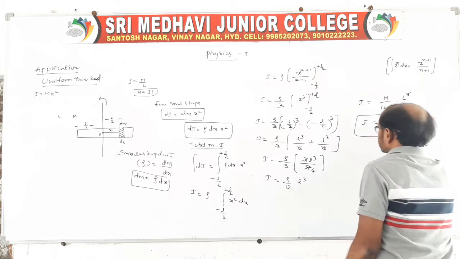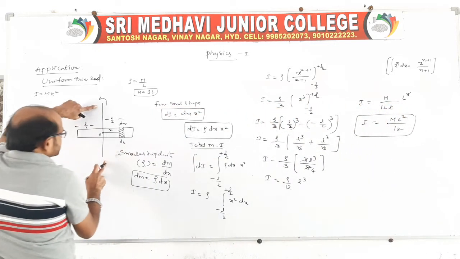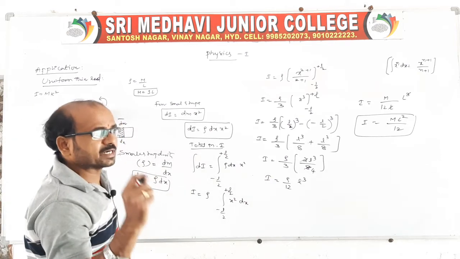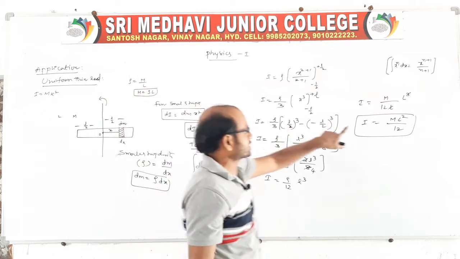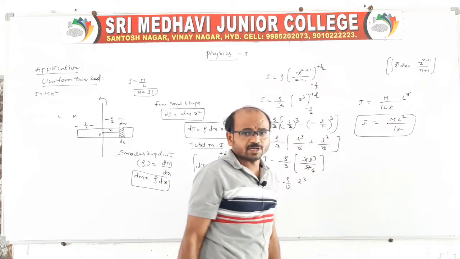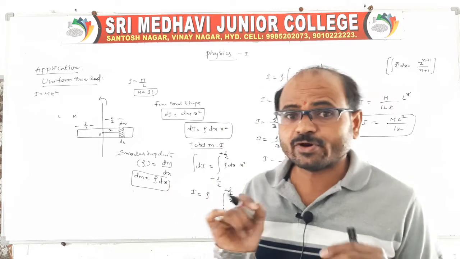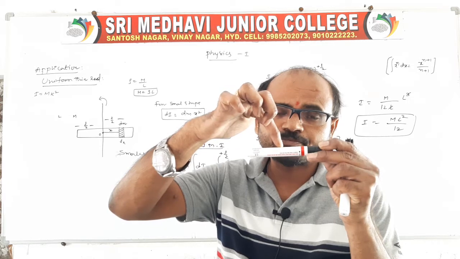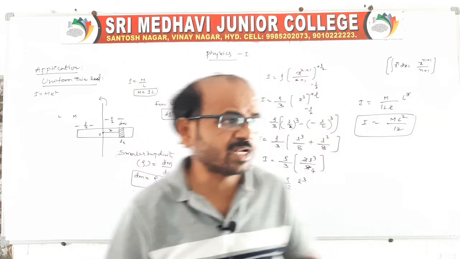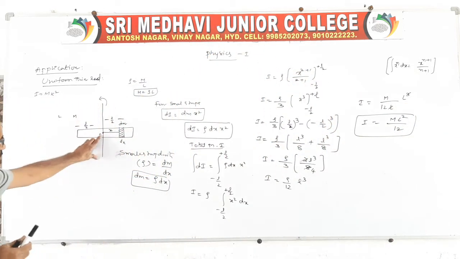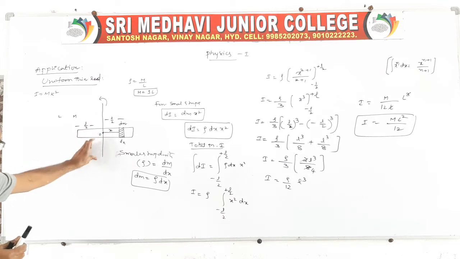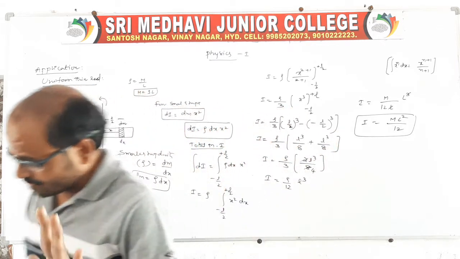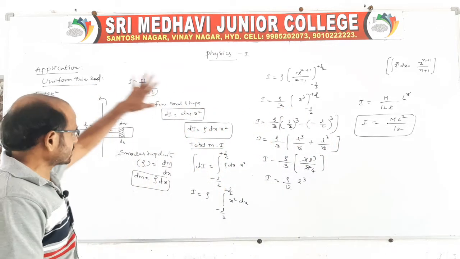This is the moment of inertia about an axis passing through the center and perpendicular to its length, which will be ml square by 12. Very simple, and you remember the axis of rotation passing through the center and perpendicular to its length. So the moment of inertia for a uniform thin rod, when the axis of rotation passes through the center and is perpendicular to its length, will be I is equal to ml square by 12, which is a very, very important derivation. And everyone should remember the derivation to be like this.